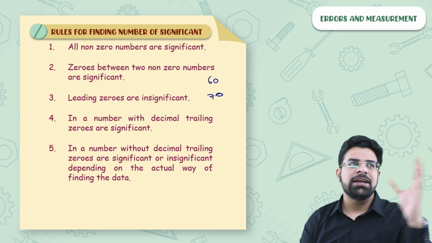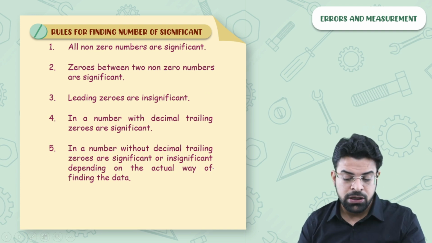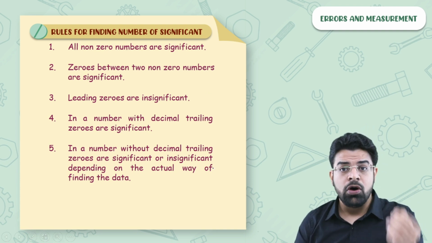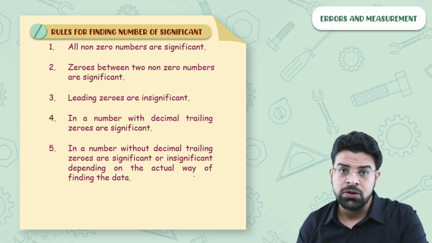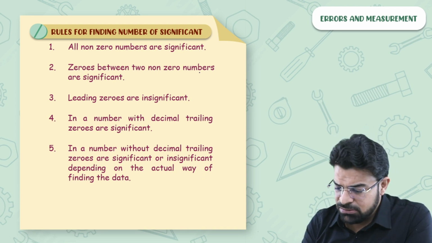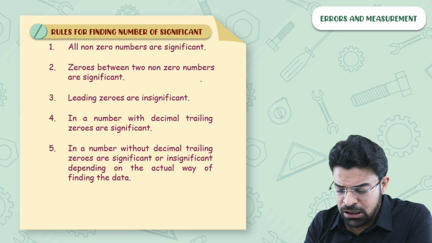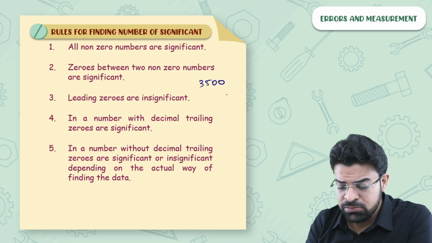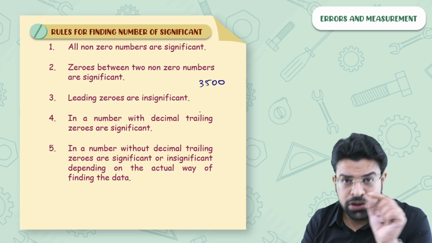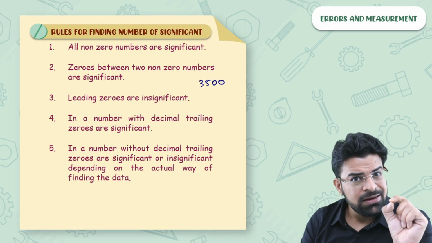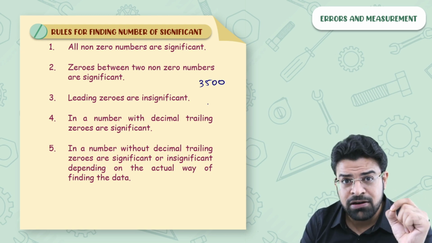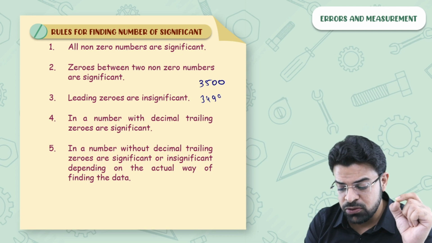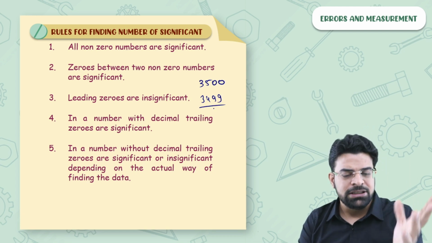So they just take an estimate and give the answer. Or if I ask them how many students are there in your school, you will say that the number of students in my school are, let's say, 3,500. You rounded it off. Did you count it? Do you know that it's exactly 3,500? It's not 3,499? No. You just made an estimate.